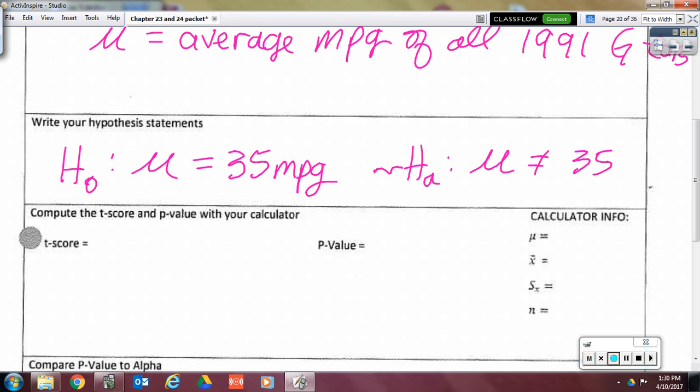I wish that problem was worded differently, because probably the company is offended by them saying it's 35. They're probably going to say it's actually more than, greater miles per gallon. Hey, we make good cars. It's probably more than 35 miles per gallon.